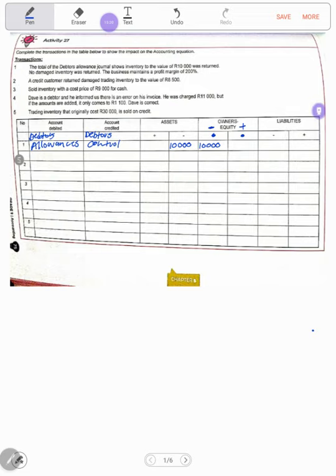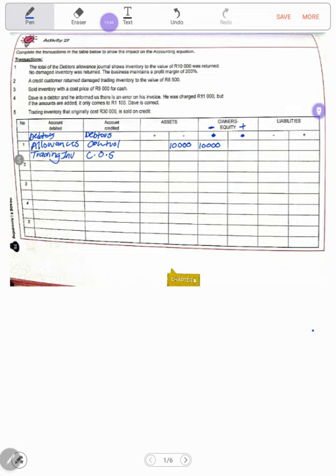Now remember this person has brought back trading inventory. So what is happening to my trading inventory now? My trading inventory is an asset account. It's going to increase. And then cost of sales is going to be reversed like that on your credit side. So this is what we are doing.